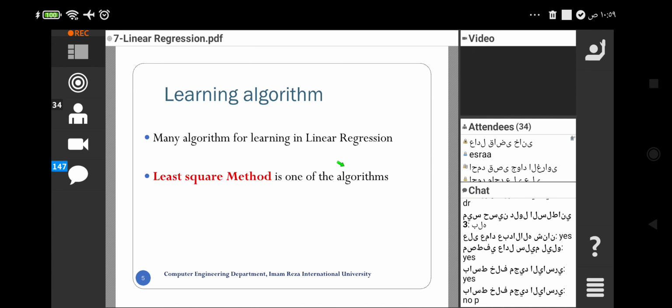For the linear regression, we have many learning algorithms, and one of them is the least square method. Least square method is an algorithm for learning in the linear regression.